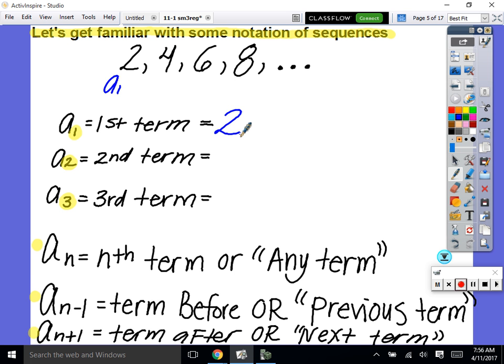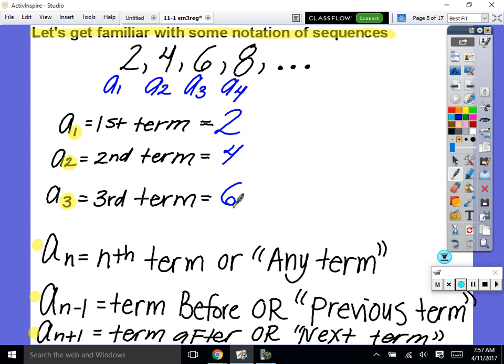Does everybody understand? A sub 2 means the second term, so that would be 4. A sub 3 means the third term in the sequence, and here it's 6. So now, if we're talking A sub n, that means the nth term, or really you're going to hear me say it as the any term. We can talk about the 10th term, the 43rd term, the 100th term for that sequence. So A sub n means any term in the sequence.